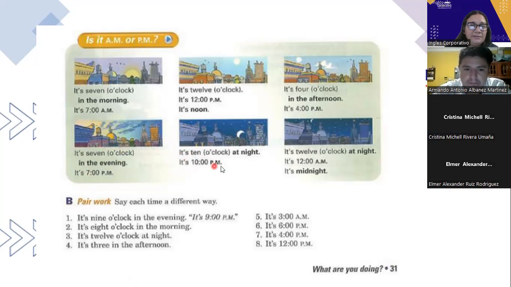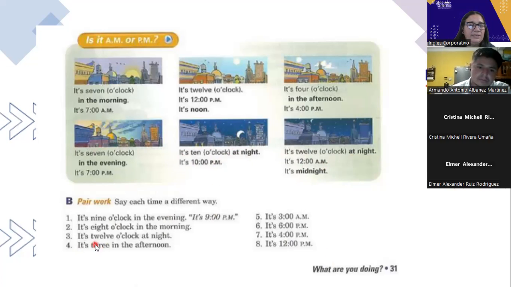Okay. Then, at night, lo que nosotros conocemos. Dark, right? So it's 10 o'clock at night. Si se fijan, in the morning, in the afternoon, in the evening. Pero en la noche ya no es in the night, sino at night. Aquí cambia la preposition. Yes, it's 10 o'clock at night. It's 10 p.m. It's 12 o'clock at night. It's 12 a.m. or it's midnight. Yes?